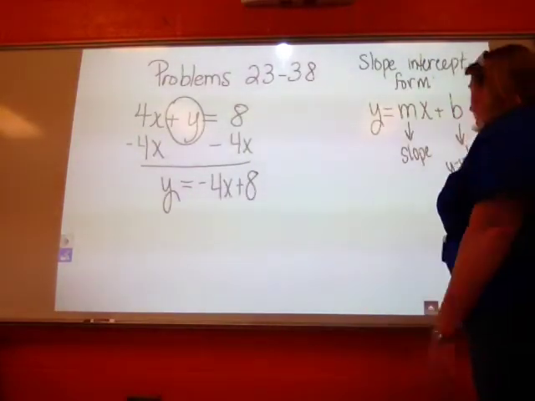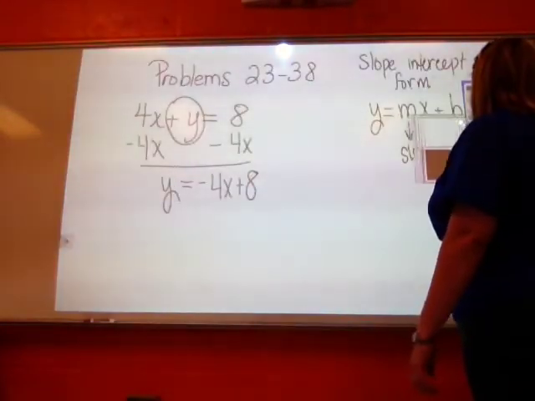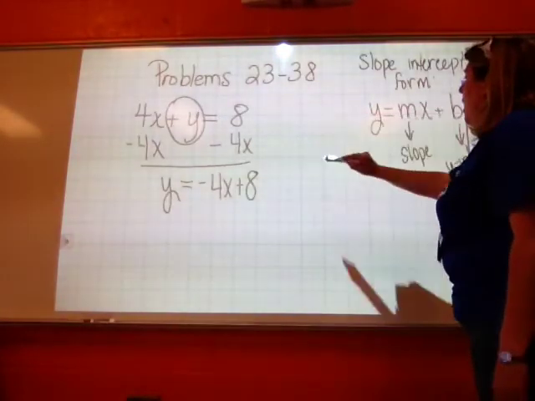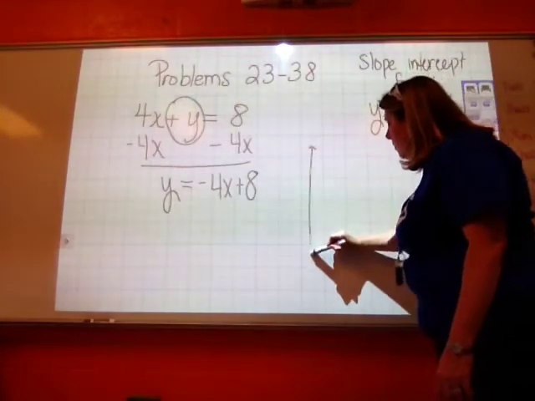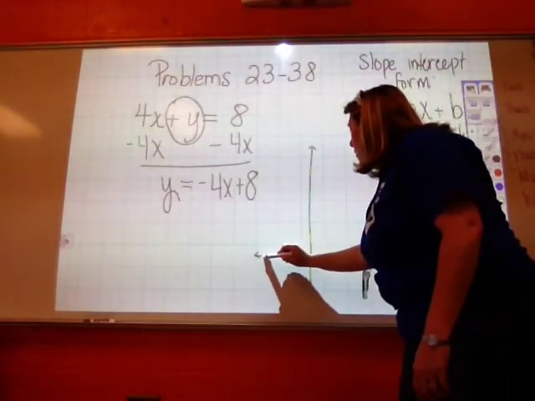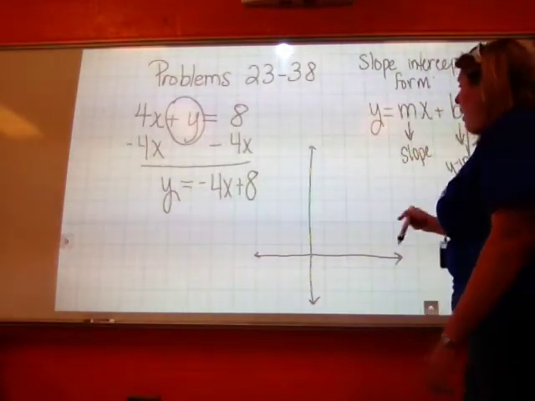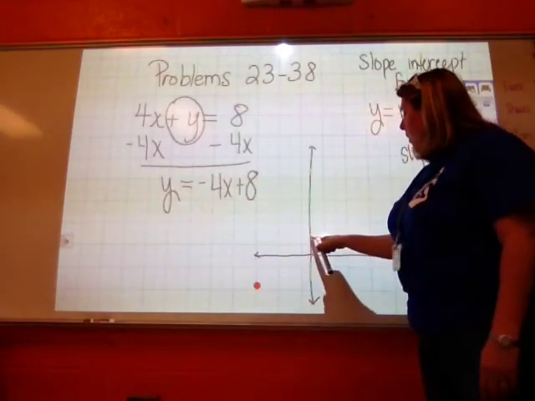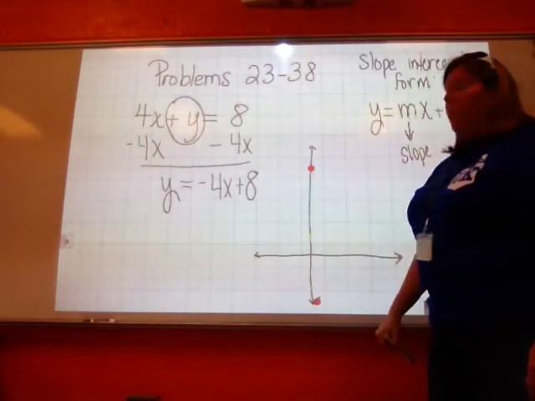Now if I'm ready to graph this, I'm going to draw my graph. No, just kidding, hold on. I'm going to have my graph, and then I need to be able to graph it. Alright, so I'm going to start at my y-intercept, and my y-intercept is positive 8, so 1, 2, 3, 4, 5, 6, 7, 8. So there is where my y-intercept would be.